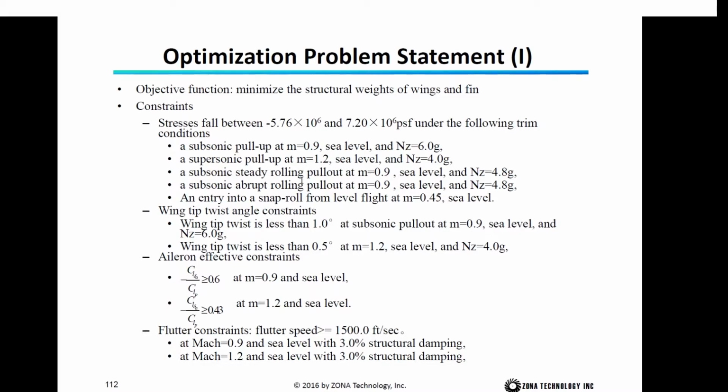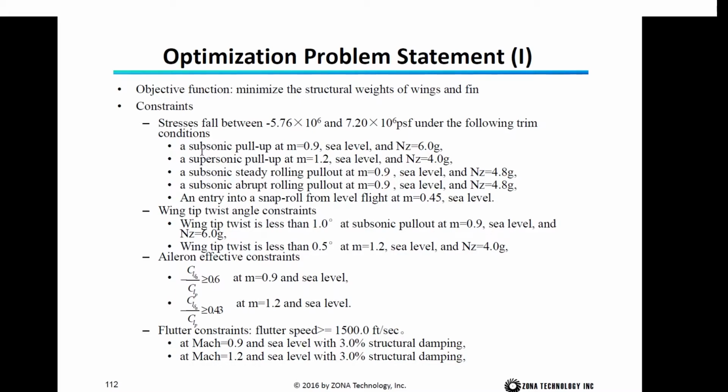Subsonic steady rolling pull out at Mach number 0.9 sea level, NZ is 4.8G. Subsonic abrupt rolling pull out at Mach number 0.9 sea level, and NZ also is 4.8G. Entry into a snap roll from level flight at Mach number 0.45 sea level. And we have other constraints.